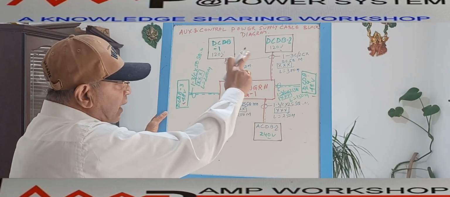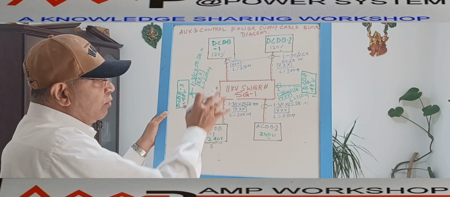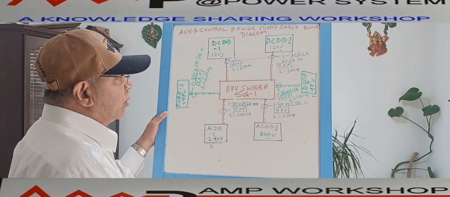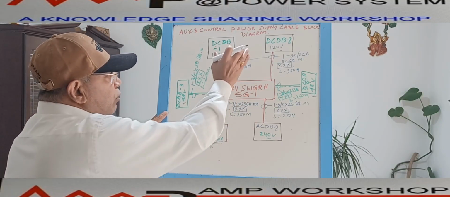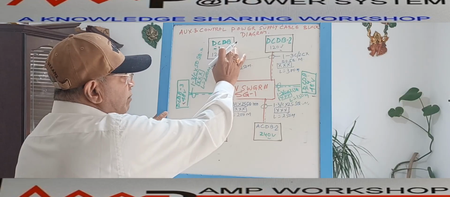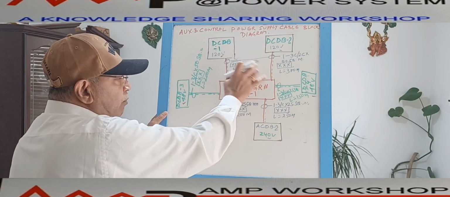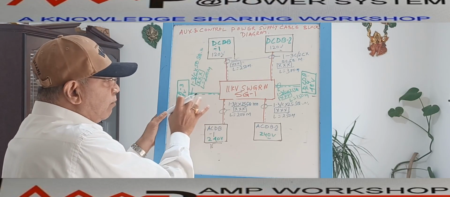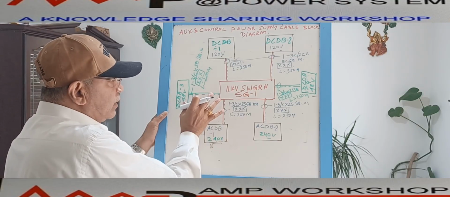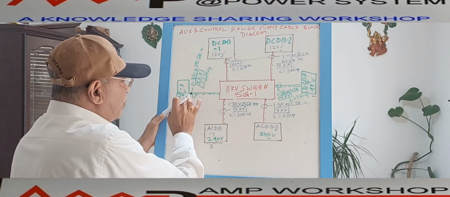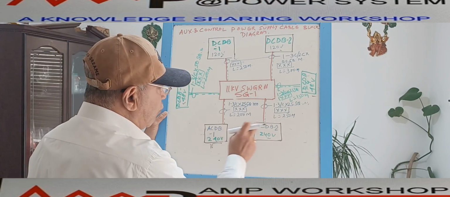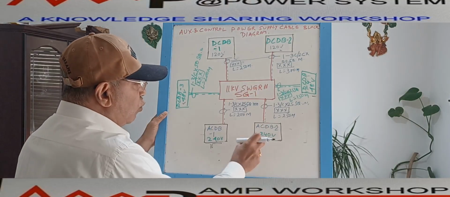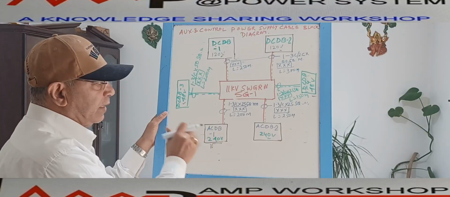That means when we look into the auxiliary and control power supply, there are a total of 6 cables coming to the switchgear. 2 cables are coming from DCDB 1 and DCDB 2 for the 120 volt supply. 2 cables are coming from DCDB 3 and DCDB 4 for the 48 volt DC supply, and 2 cables are coming from ACDB 1 and ACDB 2 to cater for the 240 volt auxiliary power. This is the arrangement.